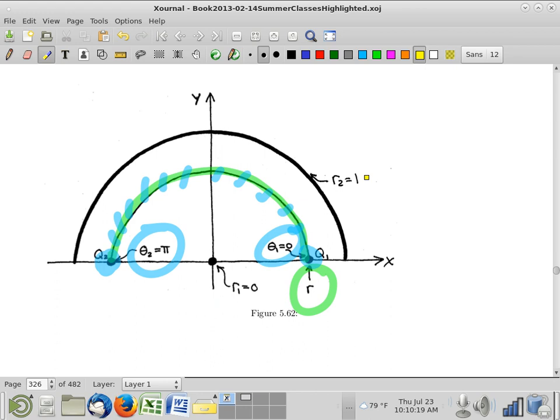I find this to be a much more awkward picture because the slices aren't even straight. What kind of a knife do you use to make a cut like that? You know, it's harder to draw the picture. It's harder to visualize.